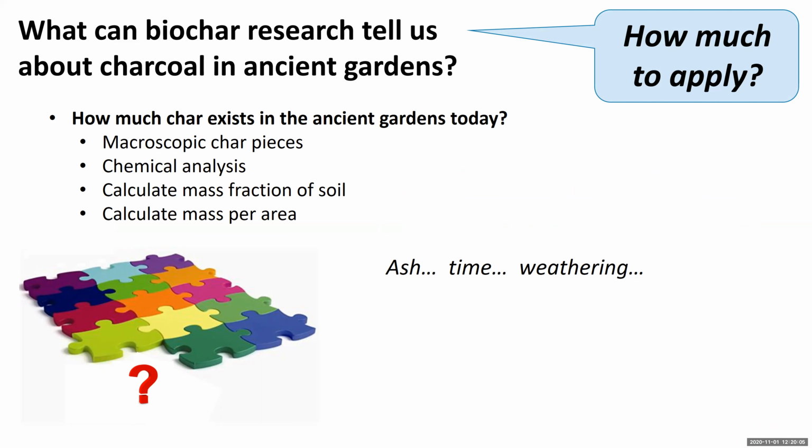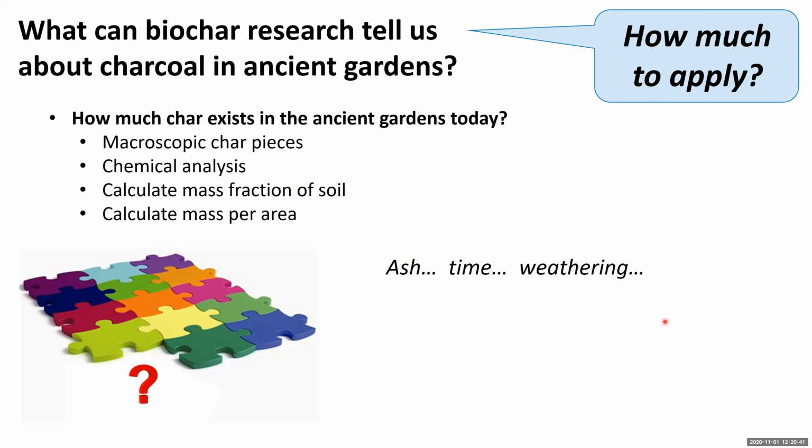So another important piece of the puzzle is how much char should be applied to soil. And if we're interested in knowing how much was originally added to these ancient garden sites, a first step would be to measure how much char still exists in the ancient gardens. So in general, the aromatic chemical structure that we see in char, shown by those polyaromatic carbon rings connected together, that chemical structure makes it pretty resistant, but not totally resistant to microbial decomposition.